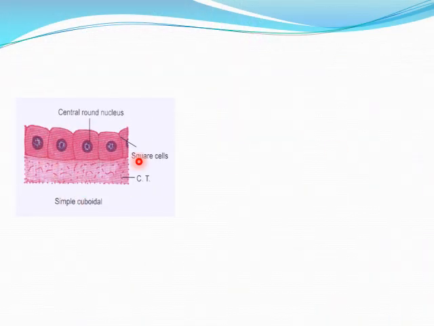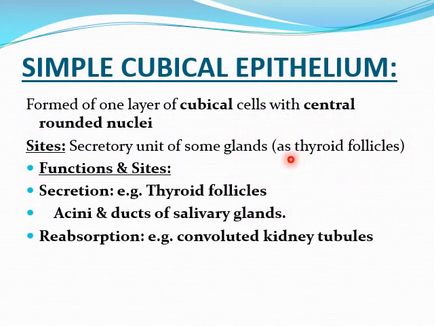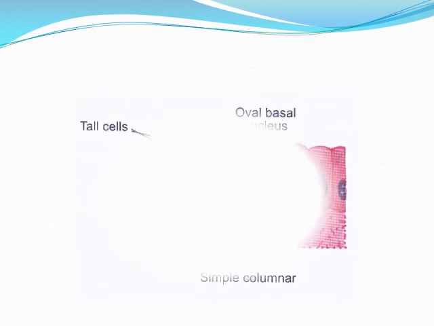This is one layer of cubical cells, the length equal to the width, with central rounded nuclei. Remember, dear student, the function of this epithelium is secretion and reabsorption. So it is present in the thyroid follicle and acini of the salivary gland for secretion, and in the kidney convoluted tubule for reabsorption. So simple cubical epithelium, remember two words, secretion and reabsorption.